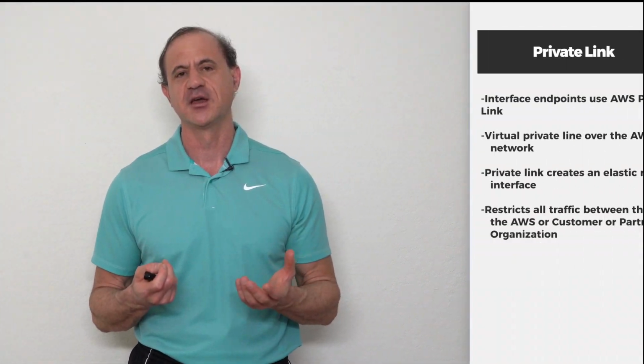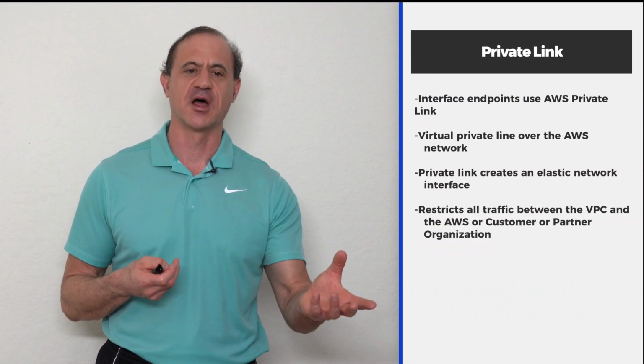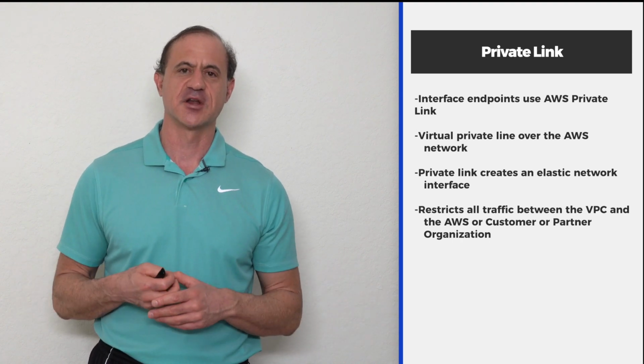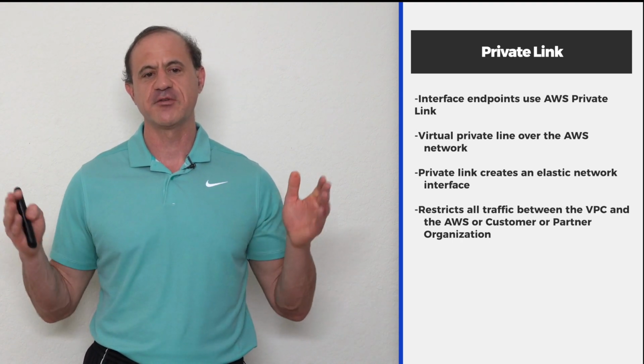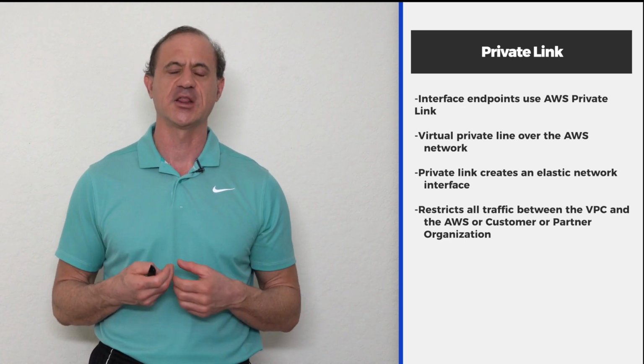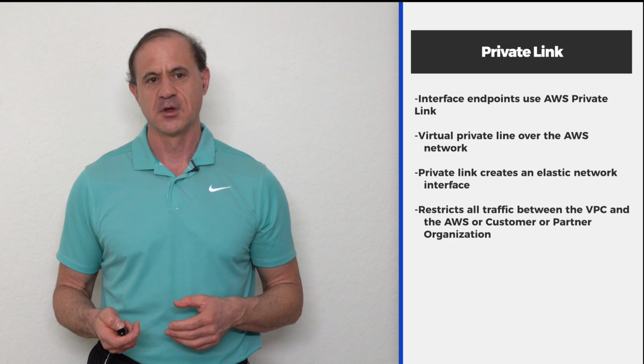Now, the way these interface endpoints are connected is through something called Private Link, and a Private Link is kind of like a virtual private line over the AWS network, and it uses the elastic network interface. And it really restricts all traffic between the VPC and the customer service. So it's a great way to limit the traffic between them.